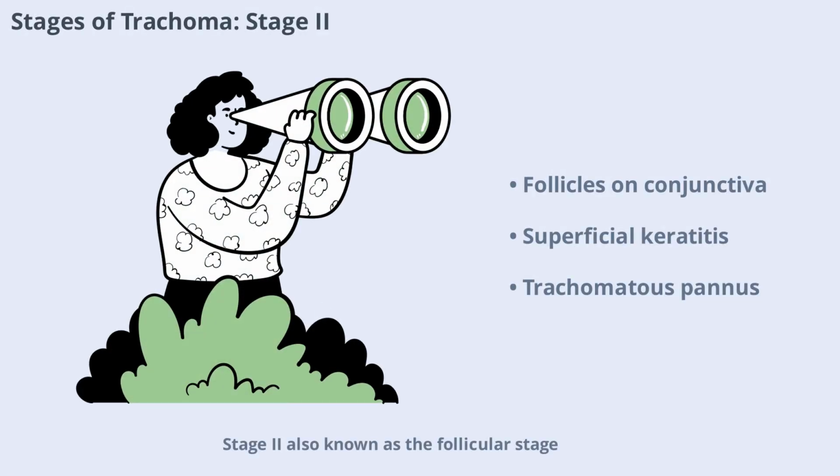Stage 2, also known as the follicular stage, is characterized by the presence of grayish, round, translucent follicles on the conjunctiva. These follicles are typically arranged in rows and are a hallmark of trachoma. Superficial keratitis and a lymphoid infiltration with vascularization, called trachomatous pannus, may also be seen in the upper cornea. This stage can last for 2 to 3 years and may progress or regress depending on treatment.